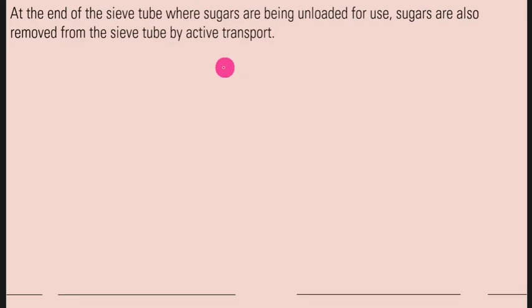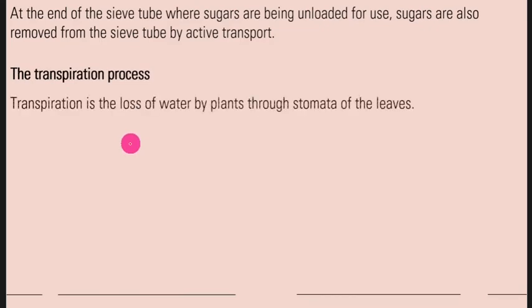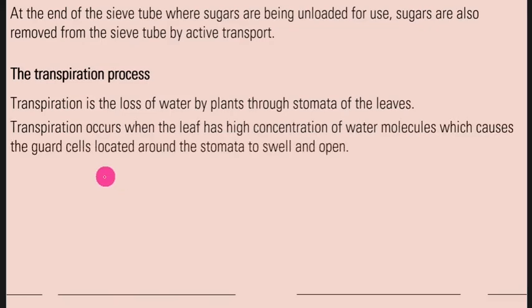Now let's look at what the transpiration process is. This transpiration process is the loss of water through leaves. So we are saying transpiration is the loss of water by plants through stomata of the leaves. All right, that is what transpiration is. Now, transpiration occurs when the leaf has a high concentration of water molecules, which causes the guard cells located around the stomata to swell and open.